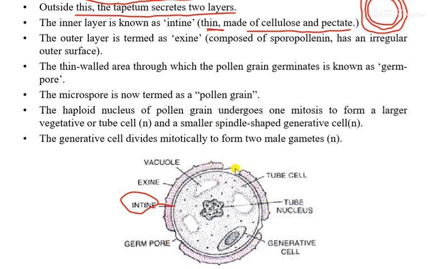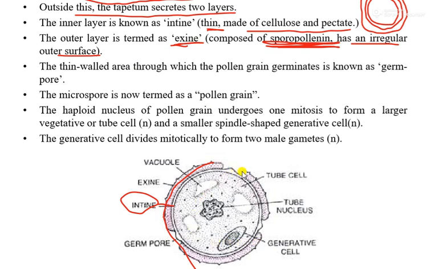This is the outer layer, you can see. The outer layer is named as exine. It is composed of sporopollenin, very important. Exine is composed of sporopollenin and intine is composed of cellulose and pectin. Now you see here, is the exine smooth? No, it is not smooth, and it is also not continuous or regular. So it has an irregular outer surface. Clear? The outer surface is irregular.